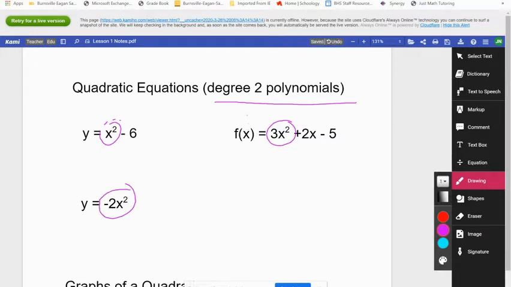Also, don't forget that f of x is a fancy way of writing y equals, and we'll review more of that as we move forward. Okay, so remember, that's what a quadratic equation looks like.